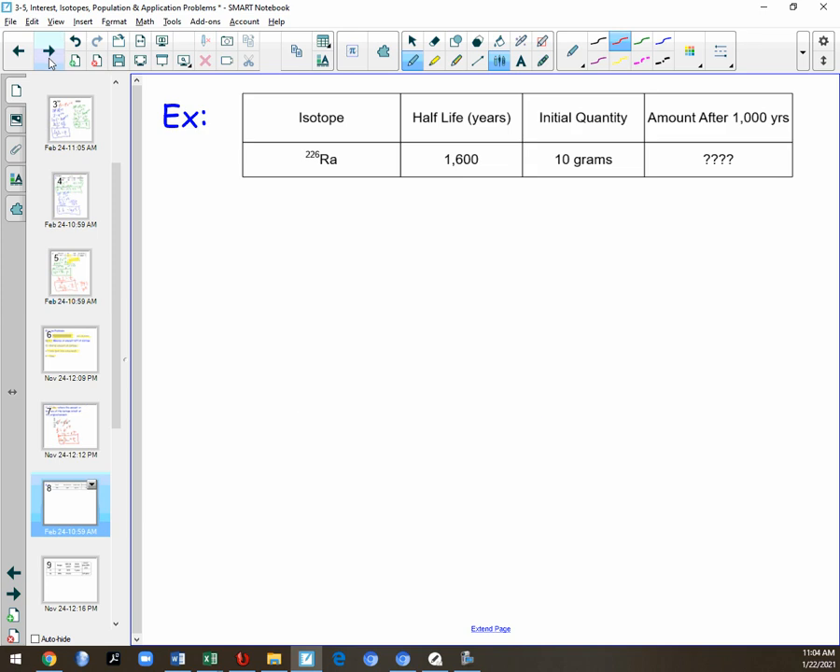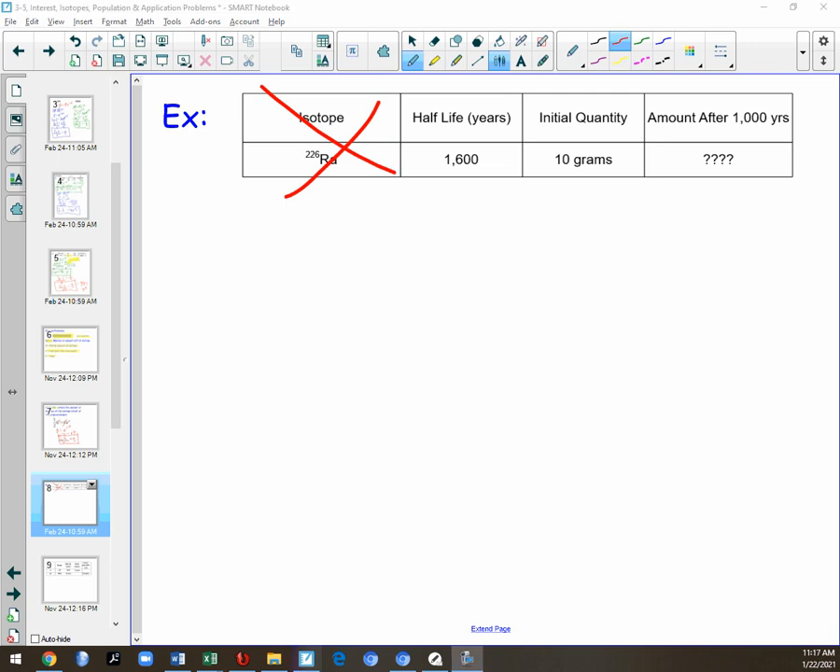So I'm giving you the isotope, the half-life, the initial quantity, and the amount after 1,000 years. The first column is not necessary for you to be able to do this problem. It's just there to confuse you. It's just talking about the isotope that we're dealing with. However, the half-life is kind of like the time to double. So the half-life is going to be 1,600, and the initial quantity was 10. And then the amount after 1,000 years is going to be questionable.